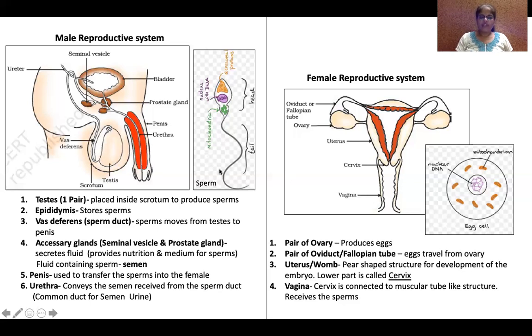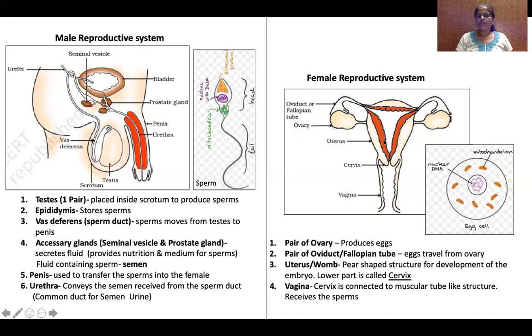After knowing the male reproductive system, now let us see the female reproductive system. First is a tube-like structure called the vagina. Inside, I'll start from here. This is the ovary where the egg gets released. Once it's matured, the egg is produced in the ovary. Once it's matured, it moves through the oviduct or fallopian tube. It is called the fallopian tube or oviduct, through which the egg passes and enters the uterus.